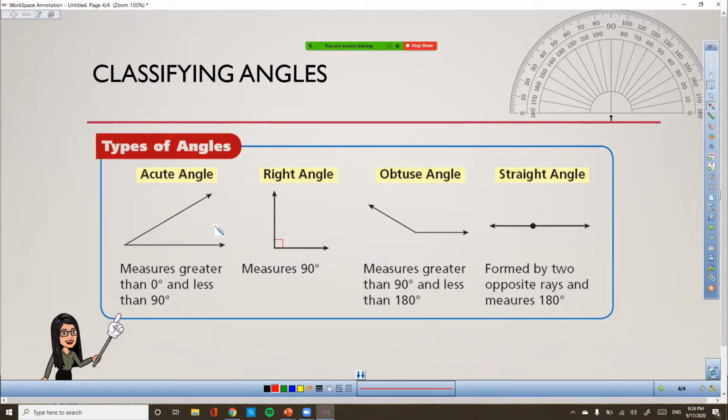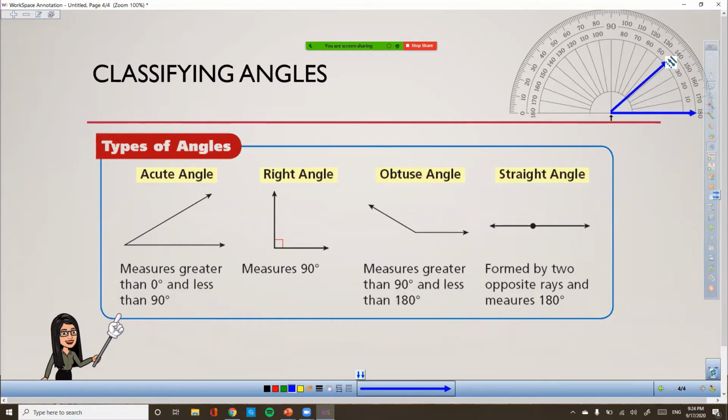If you have any angle that falls in this range, I'm going to use my little protractor on the top. Let's say I start here at 0. If I have any angle that is more than 0 but less than 90 degrees, any angle that falls in here, it is going to be called an acute angle. It cannot be 90, it has to be less than 90 degrees. That will be called an acute angle.